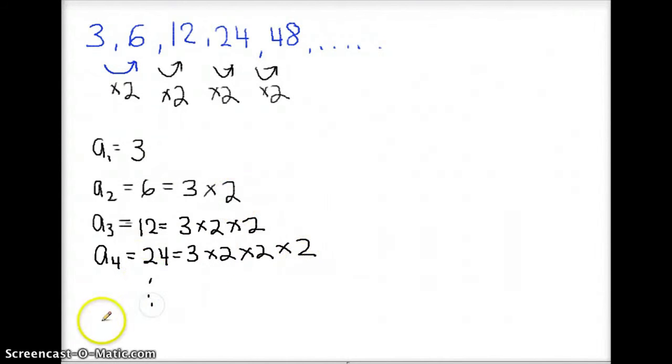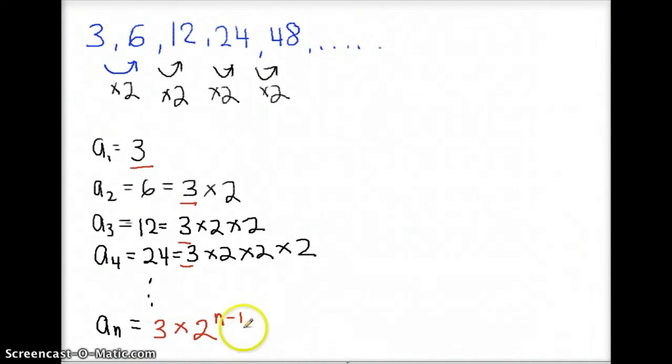And so we want to find a formula for an. n is the number of the term you want to find, so an would be the nth term of the sequence. We realize from here that there's a pattern. We always start with 3, and then we multiply a certain number of 2's each time. In the first term, we multiply 0 2's. Second, we multiply 1 2. In the third term, we multiply 2 2's, and so on. So it's going to be 3 times 2 to the power of n minus 1.